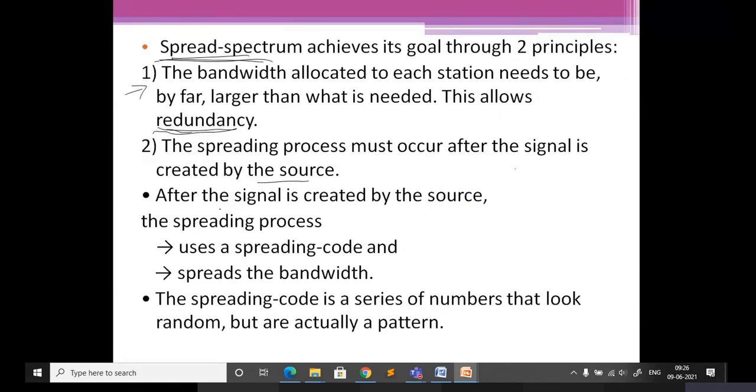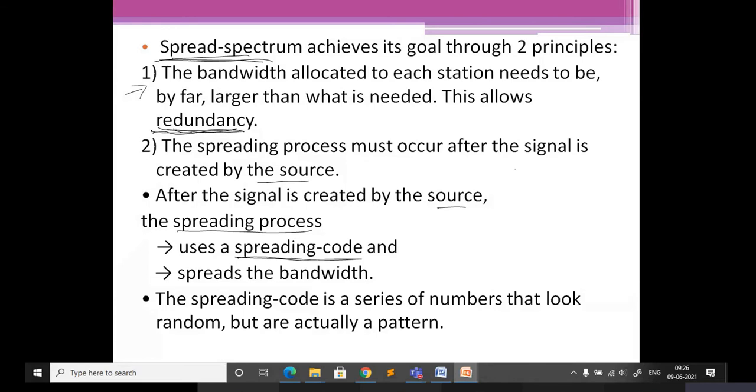After the signal is created by the source, where the source means the input device, whichever device wants to transmit the data through that particular media or link, it has to take care of the spreading process. What exactly happens in the spreading process? One is to use spreading code. You will come to know what a spreading code is. These are the codes used for adding the redundancy.